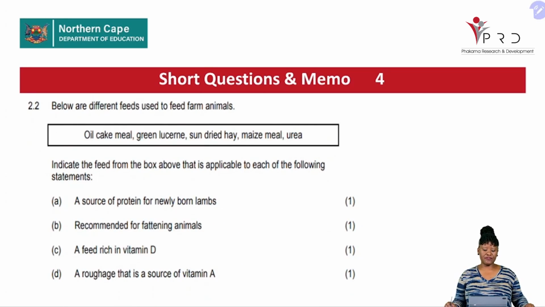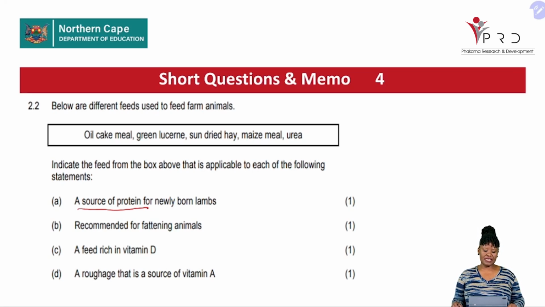Below are different feeds which are used to feed farm animals. You are given the examples of these feeds: the oil cake meal, the green lucerne, the sun-dried hay, maize meal, and urea. Indicate the feed from the box. So it's another 4 free marks because you are using the information that is in front of you. Indicate the feed from the box above that is applicable to each of the following statements. A source of protein for newly born lambs.